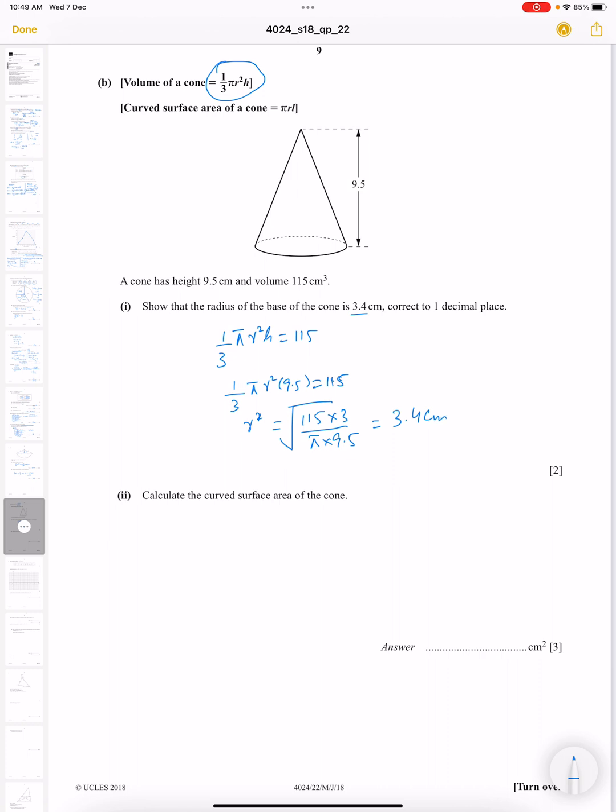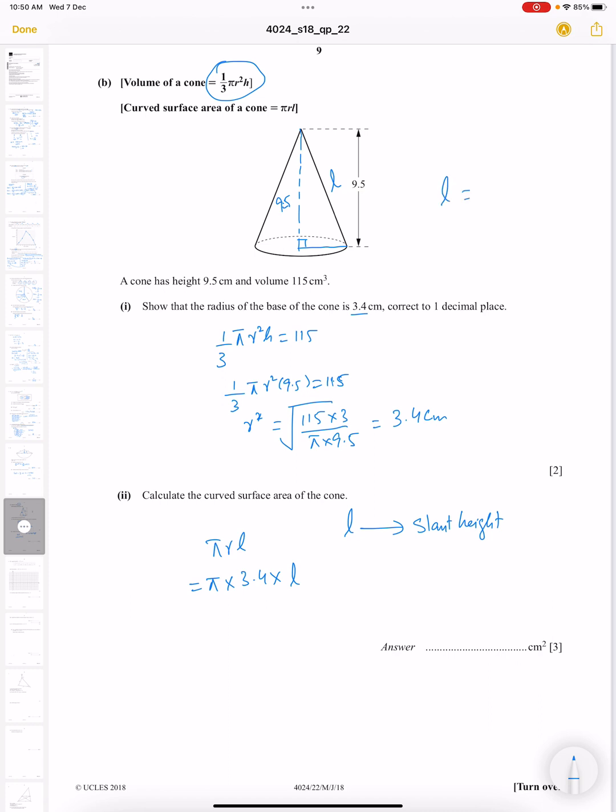Next part, calculate the curved surface area of the cone. The formula of curved surface area is πrL. So again, π times 3.4 times L. L is not given right now. L is basically the slant height. Now, if you look at the cross section of this cone, this is L. This is the vertical height, which is 9.5, and the radius here is 3.4. So slant height, vertical height, and radius are making up a right angle triangle.